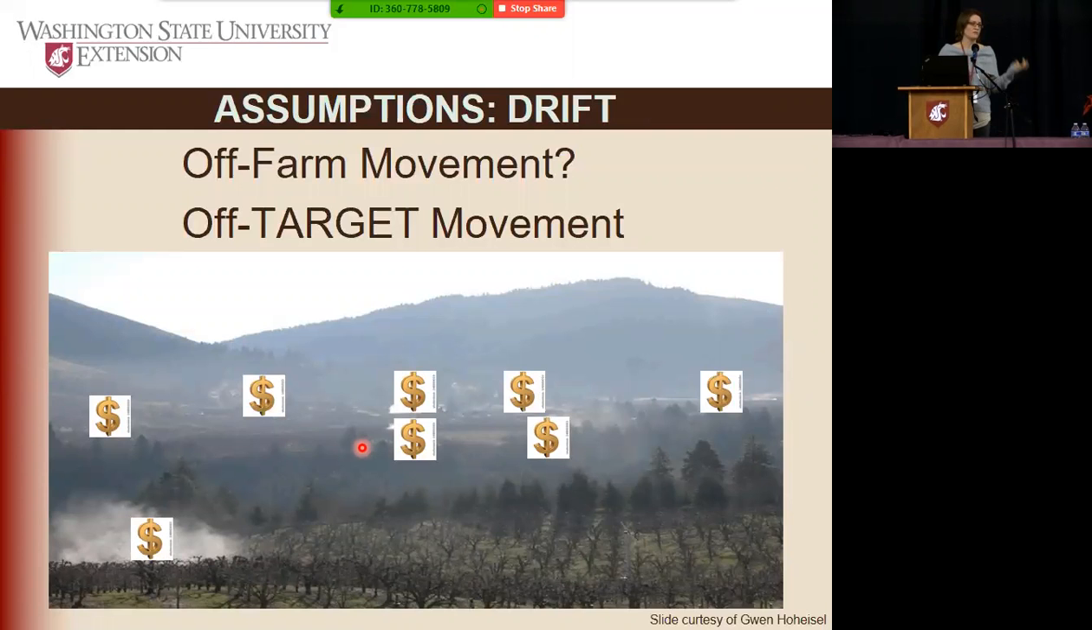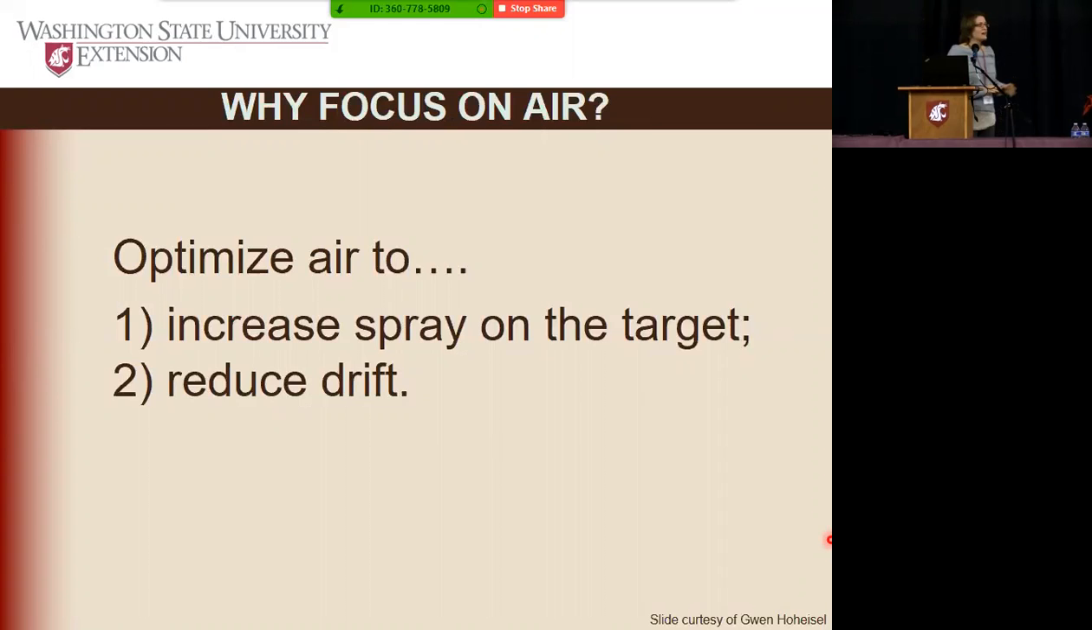Okay. So air is a key component. If we optimize the air, right, then we have real control of our sprayers. To optimize the air, the goal is really to increase the spray on the target and reduce drift. And the two happen hand in hand. If you put more on the crop, then you've reduced the drift.